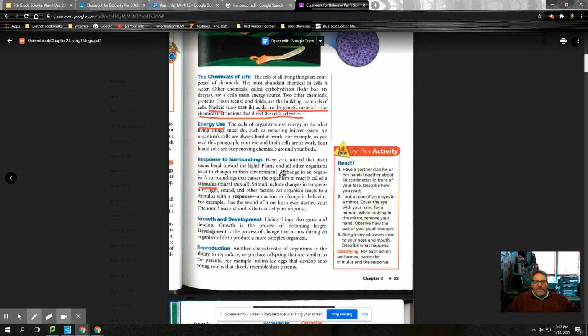Okay. Well, you need to write this. It is a change in an organism's surroundings that causes the organism to act. It causes the organism to react. So let's read it again. A change in an organism's surroundings that causes the organism to react.